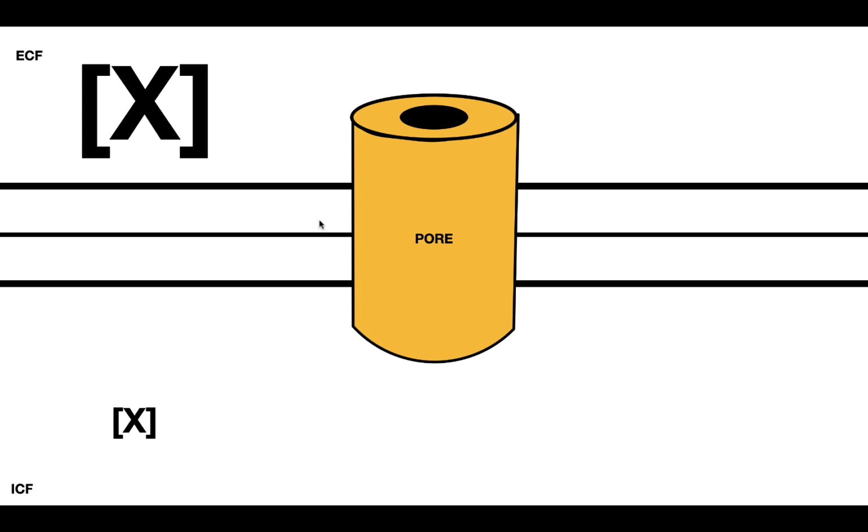Now inside the plasma membrane, we have a transmembrane protein called a pore. Pores are basically transmembrane proteins that act as tunnels or pathways for certain molecules to pass through. Pores are always open, they have no gates, and they're made out of transmembrane proteins. So if we have a molecule of X, X is going to flow down its concentration gradient from the outside of the cell to the inside of the cell.